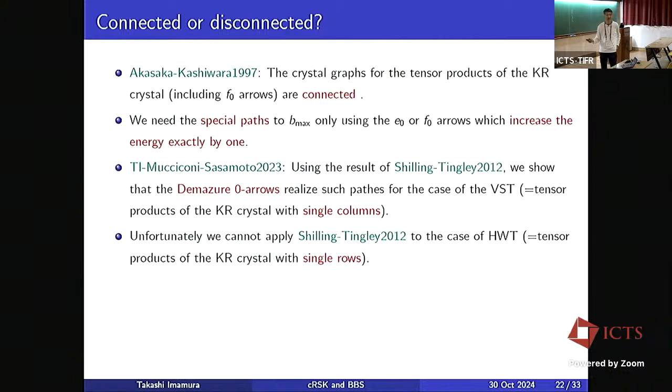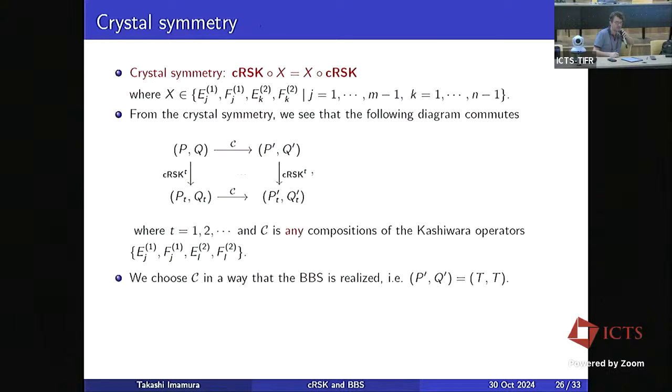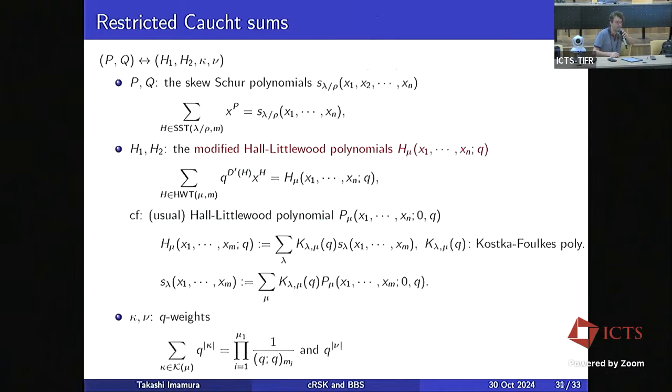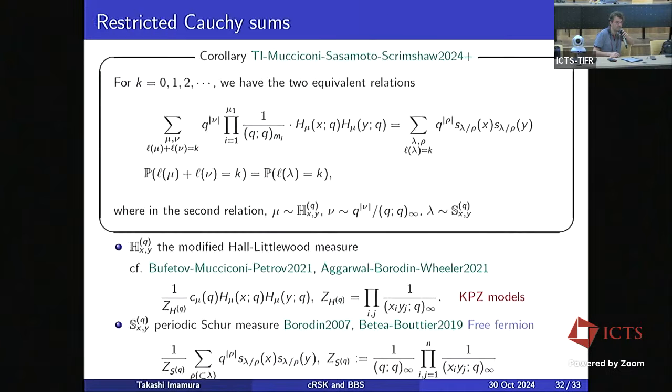Other questions? I was wondering to which probabilistic models the identity that you established can be applied. This one? Yes. The modified Hall-Littlewood measure. Yes, and this has been studied in a recent context on the KPZ side.